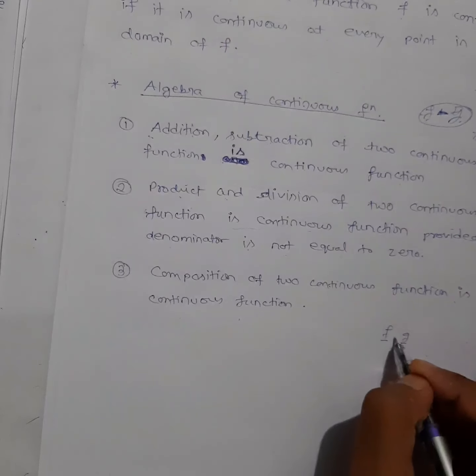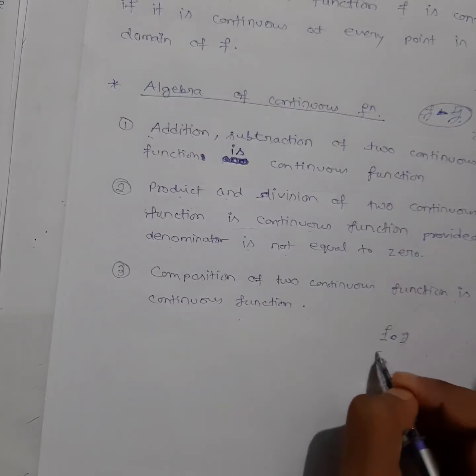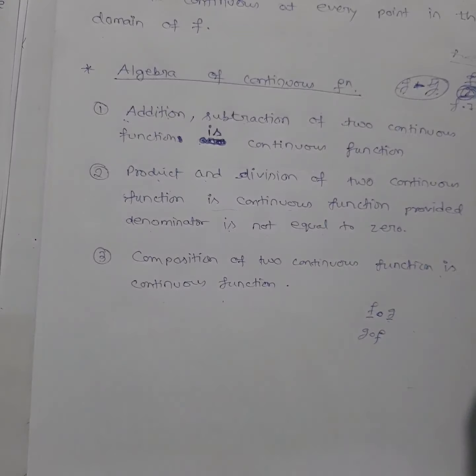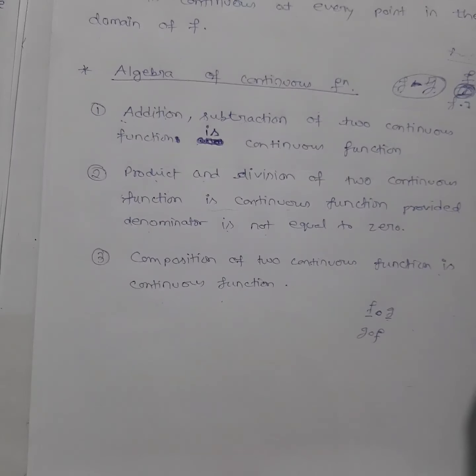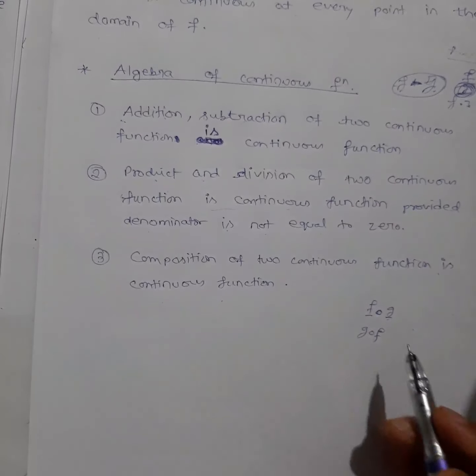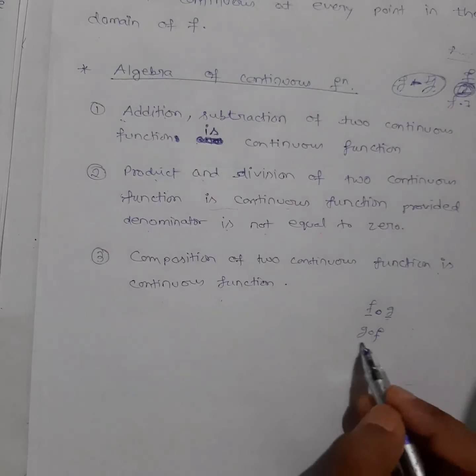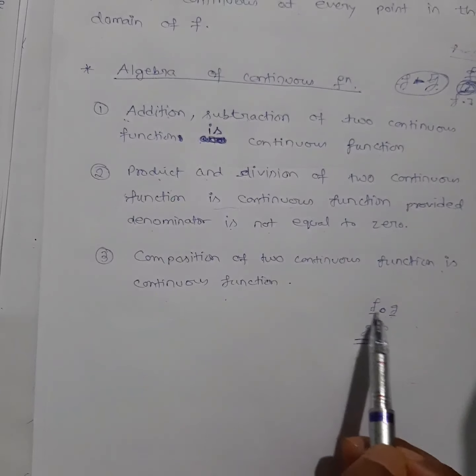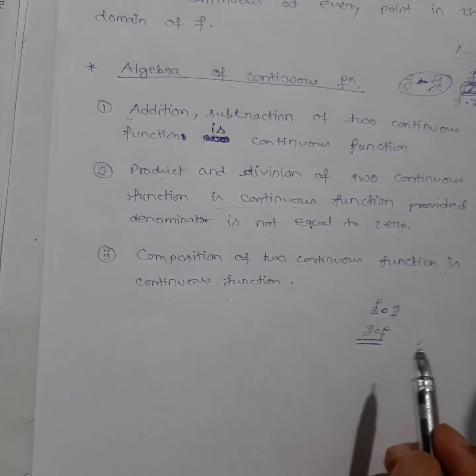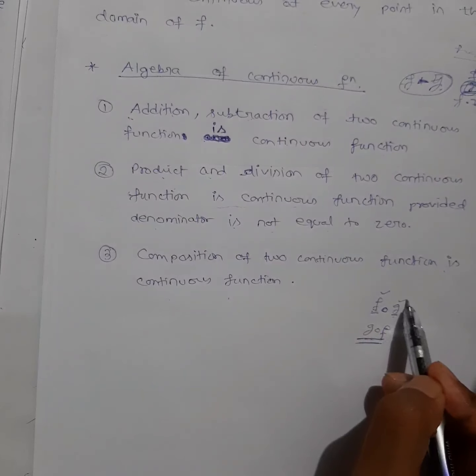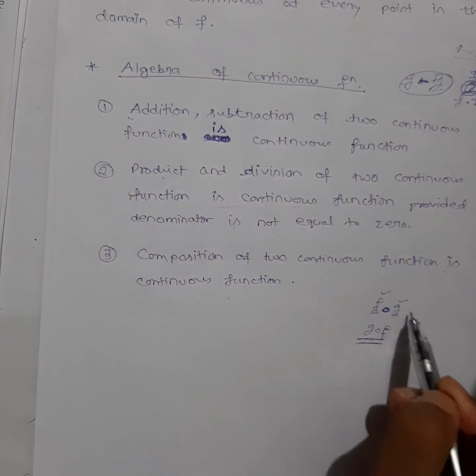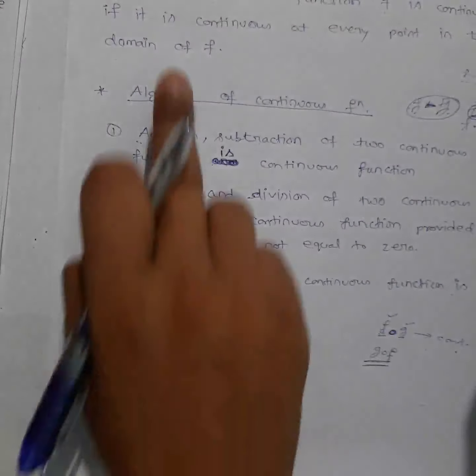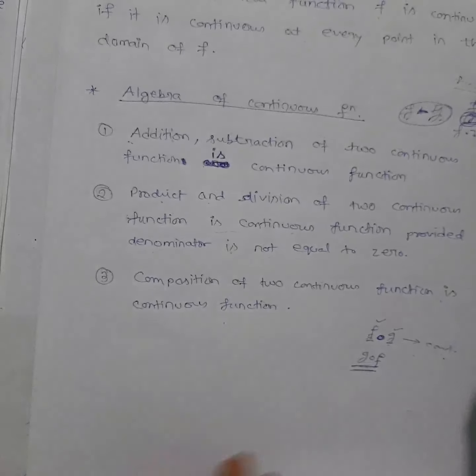Next, if two functions are continuous, then their composition will also be continuous. We already discussed composition in relation and function and in inverse trigonometry, right? So you might have understood this properly. Anyway, the composition of two continuous functions will be continuous again. If this function and this function are continuous, and you take the composition of these two functions, that also will be continuous. You can note this definition down, and this one also. I will send you the picture as well.